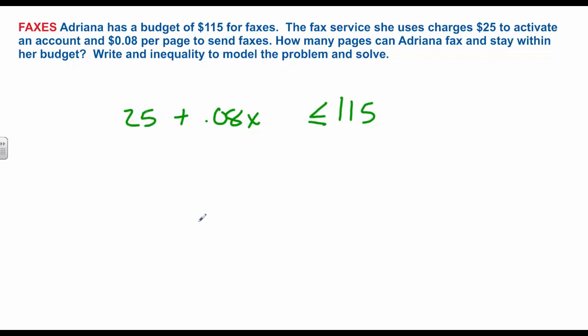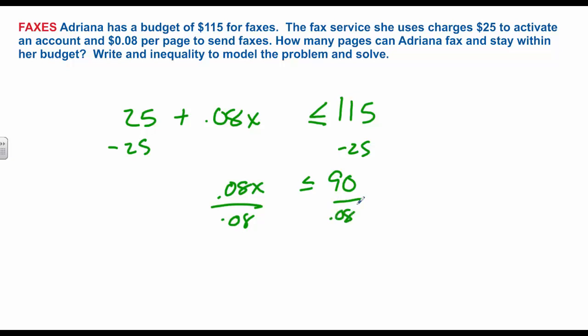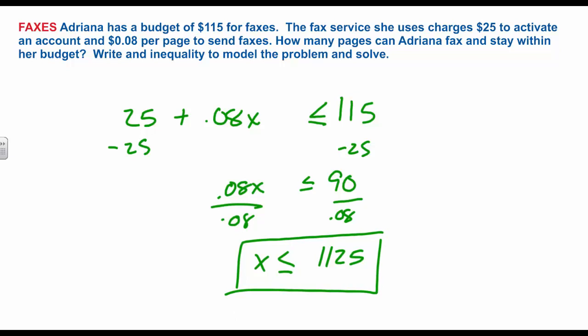If I go ahead and solve this, then I subtract 25 from both sides. I end up with 90 and 0.08x. Divide both sides by 0.08. And we end up with x being less than or equal to 1125. So we can fax up to 1,125 pages before I go over that $115 limit.